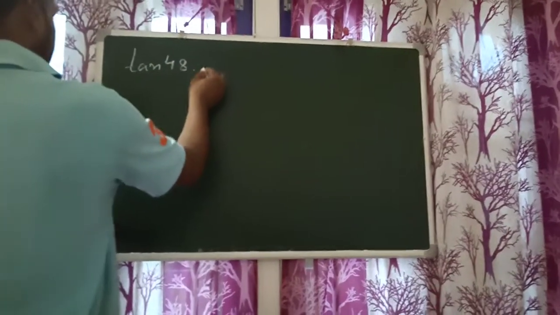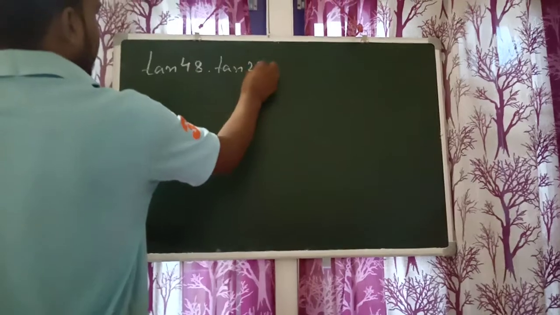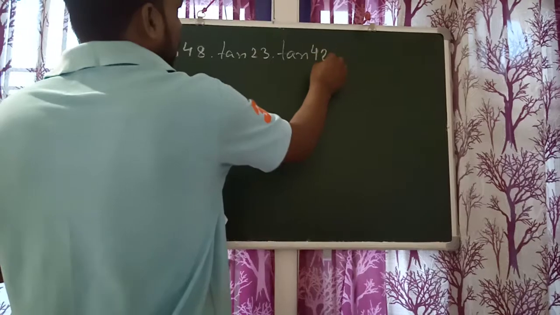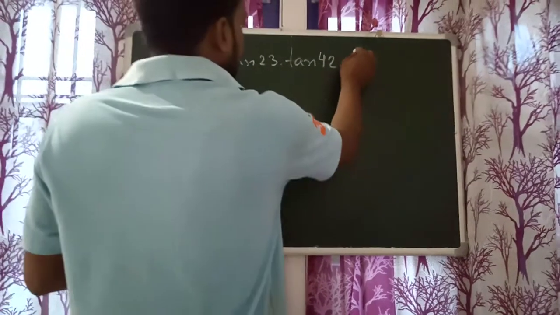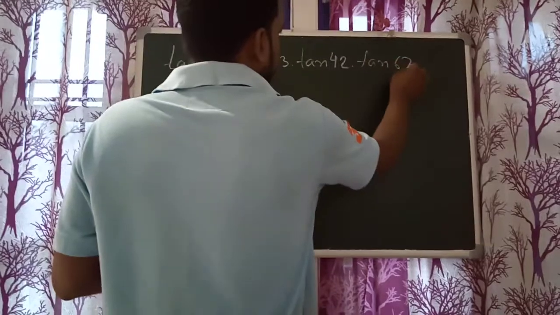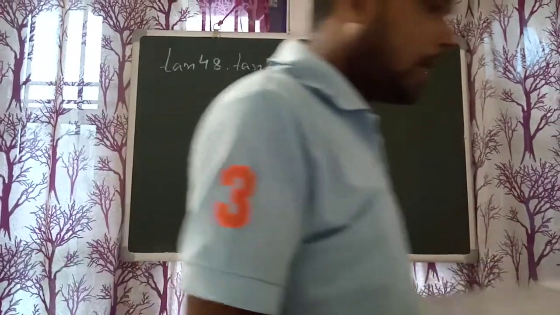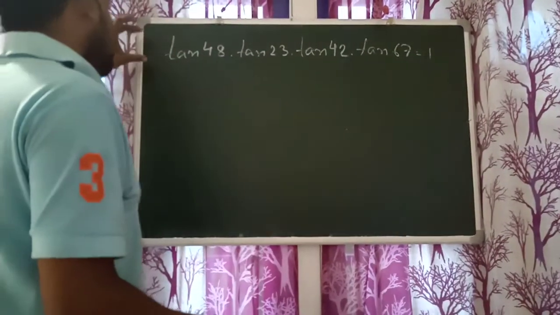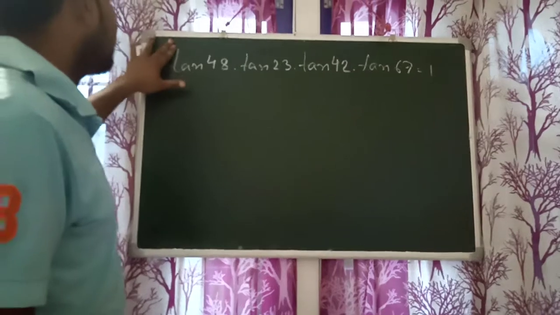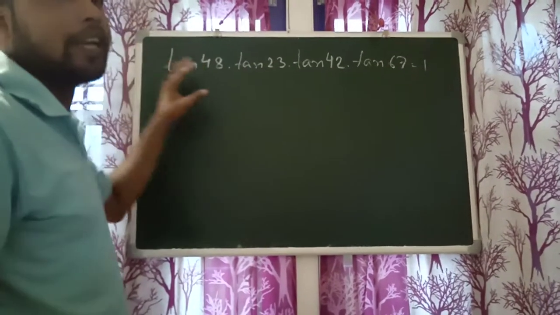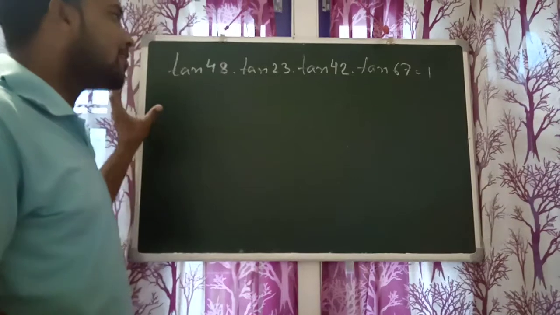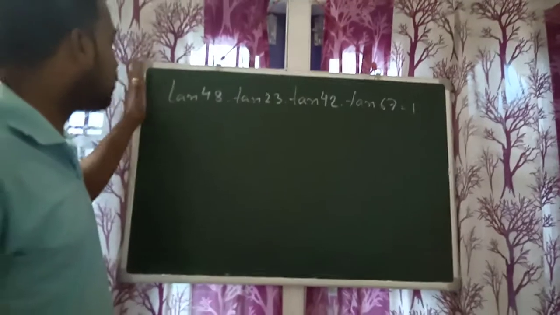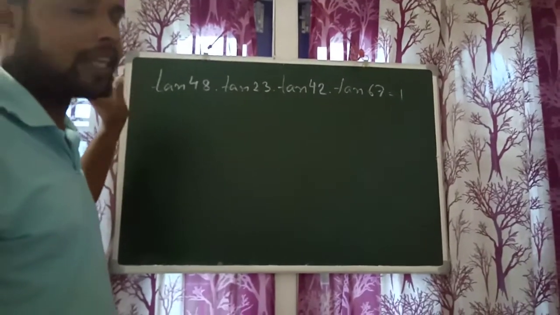tan 48 into tan 23 into tan 42 into tan 67 is equal 1. Okay, you have to prove it so that this one is equal 1. Then if you have to show or you have to prove, then first you have to think about left hand side and right hand side. Which side is having more numbers or more terms, you have to solve that part only. That part first. Okay, then it will be easy.